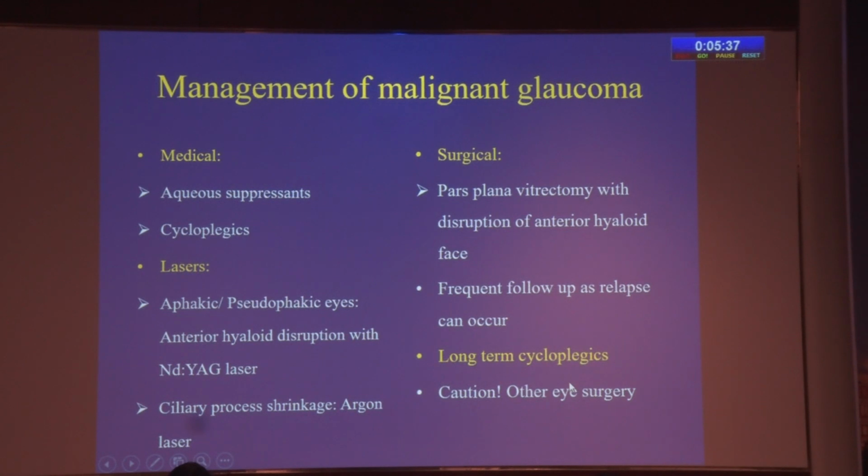So management of malignant glaucoma, medical: you have the aqueous suppressants and the cycloplegics. Lasers, well, in aphakic, pseudophakic eyes, anterior hyaloid disruption with the YAG laser, and ciliary process shrinkage by the argon laser or the diode laser nowadays. So surgical: pars plana vitrectomy with disruption of the anterior hyaloid face. Frequent follow-up, as relapse can occur, and long-term cycloplegics sometimes are required, and caution in the other eye surgery, to remember that.